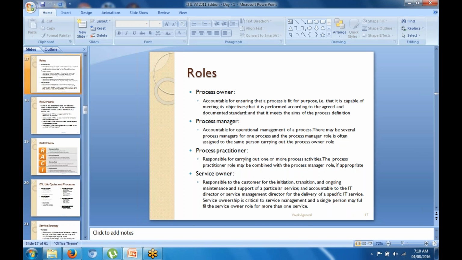It is simple English. Fine. Process owner is nothing but an accountable person or a responsible person who is ensuring that the process is fit for purpose. Generally it's a business who drives the process. Agree or not? Fine. So a business who drives this, now it is performed according to the agreed and documented standard.